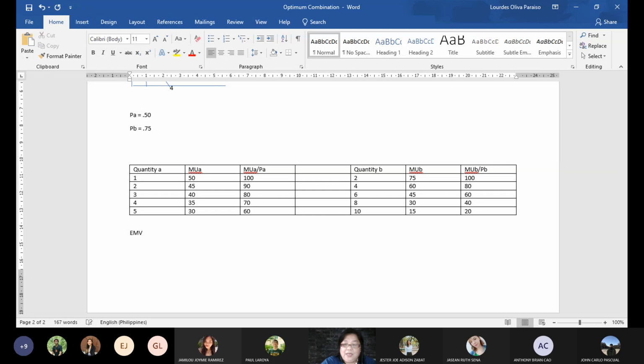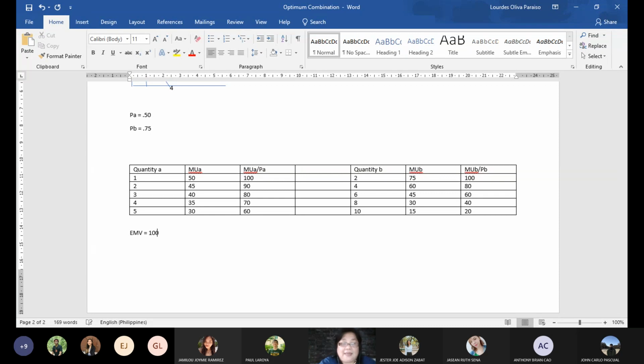Equimarginal value. What are your equimarginal values now? What is the equimarginal value that I'm talking about? It is present here and it is present there. Correct? Is it correct? What is the equimarginal value I'm talking about? You look at your third column. Look at the third column of your good B. What is common to them?